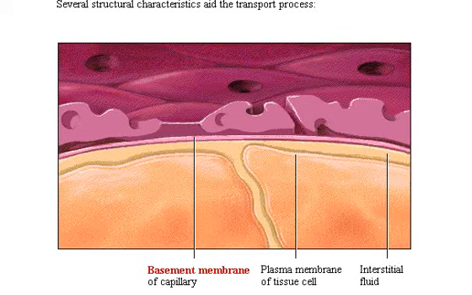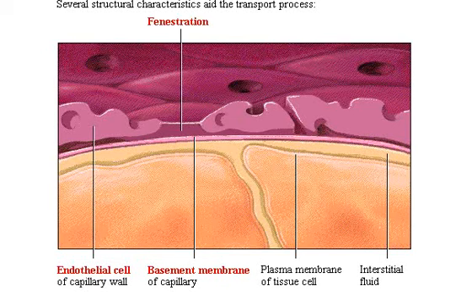Several structural characteristics of capillaries aid the transport process. Capillary endothelial cells have fenestrations, which are pores that may be open or covered by a very delicate membrane, allowing for passage of fluids and small solutes. Clefts between cells also allow movement of materials between the blood and tissue cells. Cytoplasmic vesicles move materials across the capillary wall by bulk transport.